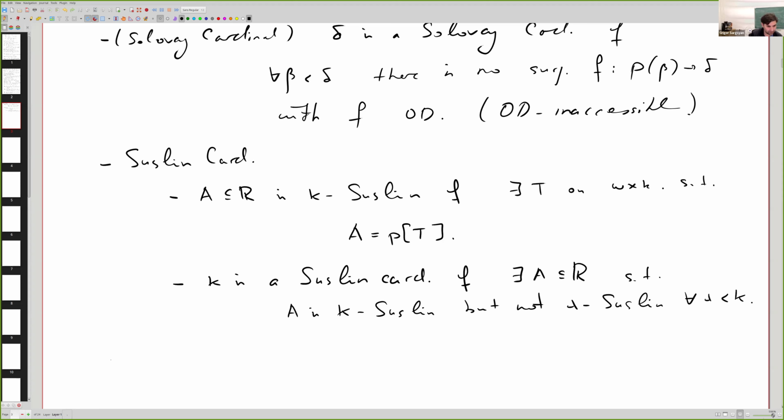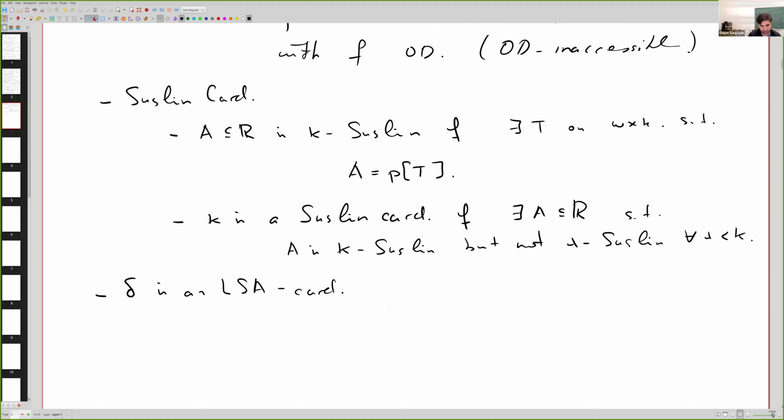Okay, so this is a Suslin cardinal, and then there is the LSA cardinal. So delta is an LSA cardinal. LSA stands for largest Suslin.